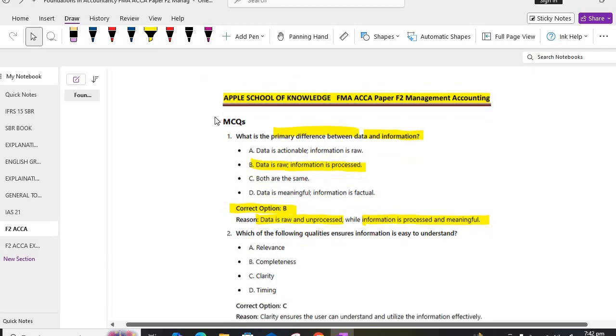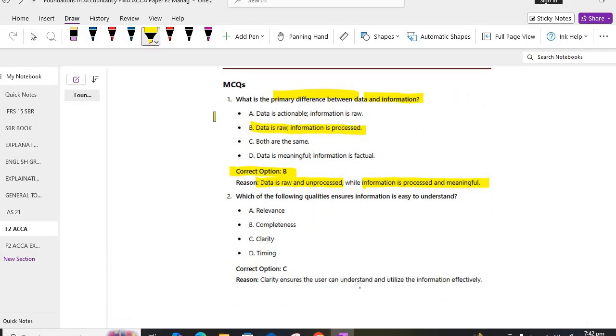Then you have MCQ number two: which of the following qualities ensures information is easy to understand? So that is clarity. If there is clarity in the information, then that clarity ensures the user can understand and utilize the information effectively.